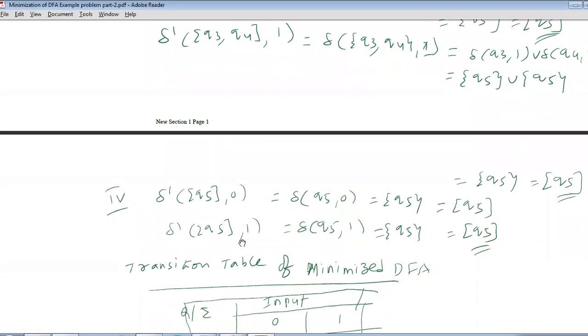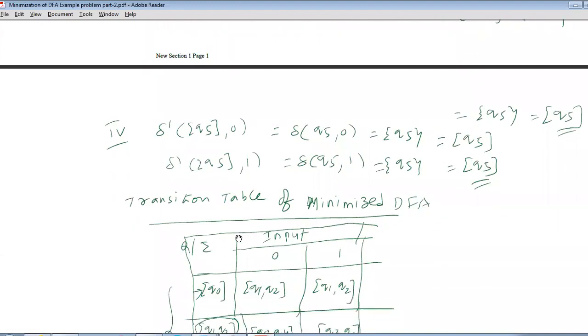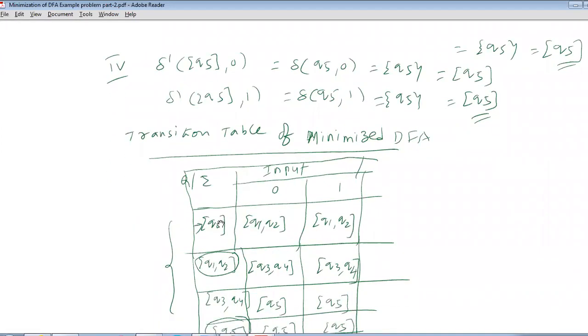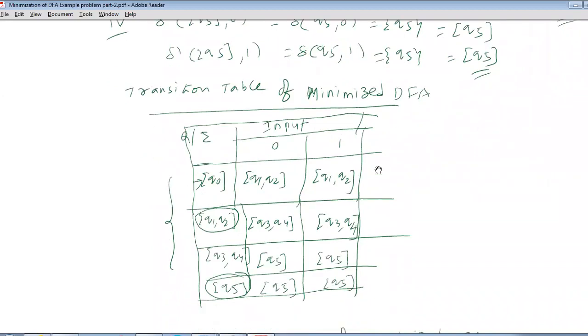We have to draw the minimized DFA transition table and transition diagram using the above transitions obtained. Now let us see the transition table of the minimized DFA. So the table consists of Q by sigma. Row headings are the states in Q dash, and column headings are the inputs in sigma. Sigma contains 0, 1, so you will get two columns. Q dash contains four states, so we will get four rows. So you can include row values and column values.